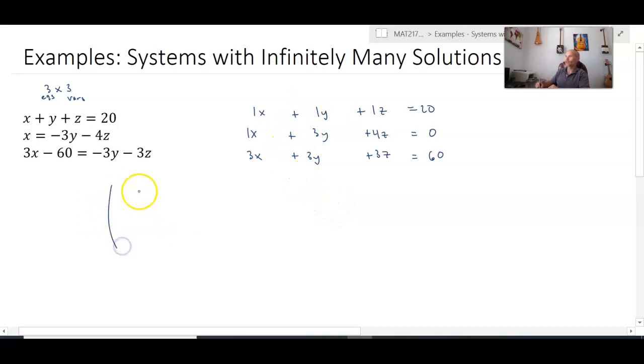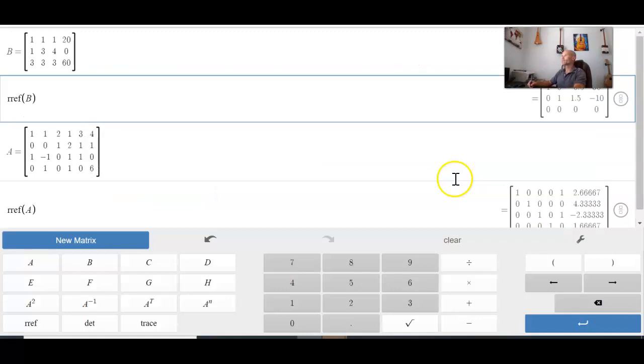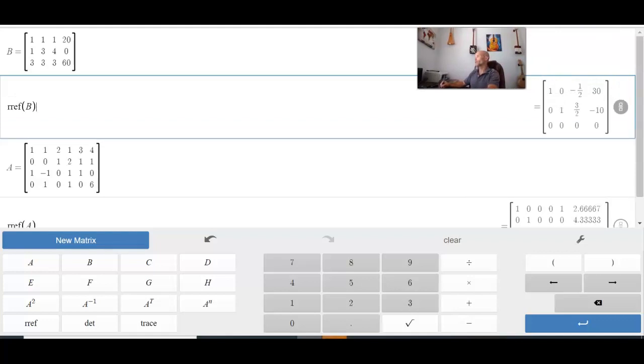Okay, so our matrix is going to look like this: 1, 1, 1, 20; 1, 3, 4, 0; 3, 3, 3, 60. And we're going to use Gaussian elimination to get this into reduced row echelon form. I've already gone ahead and typed in the matrix, and what we get is something involving some decimals. If you press this little button over here, it'll convert it to fractions to make it more exact. We get 1, 0, negative 1 half, 30.